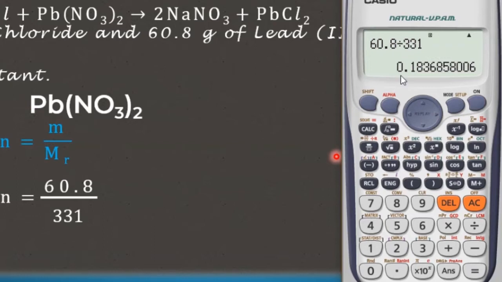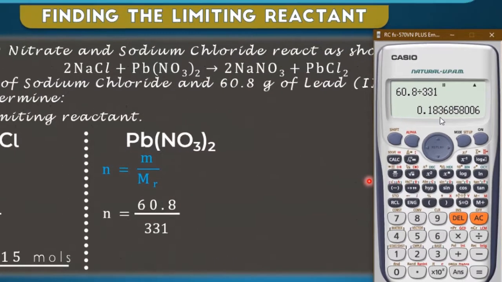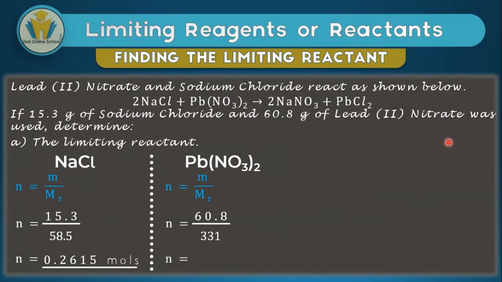As you can see, we've got 0.18368. I'm using 4 decimal places still. As you can see, we've got an 8, which is bigger than 5. Therefore, when we round off to 4 decimal places, it's going to give us 0.1837. n is equal to 0.1837 moles.